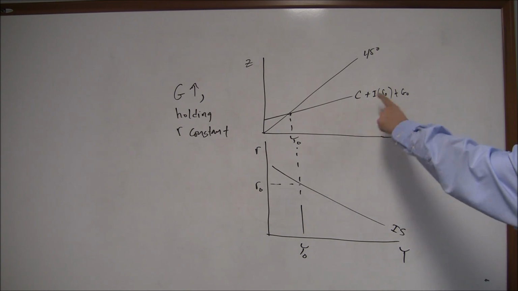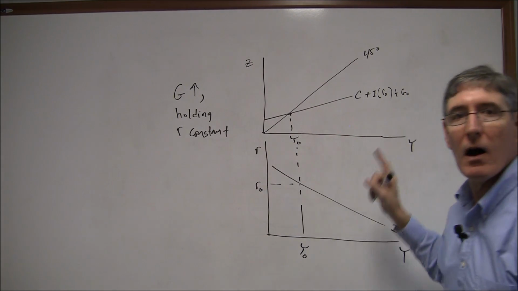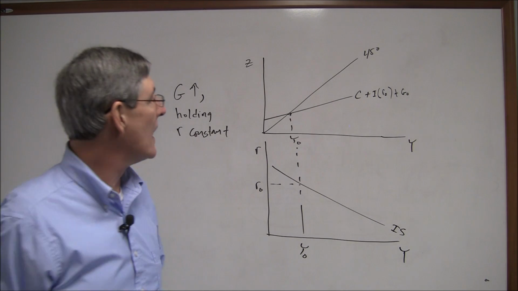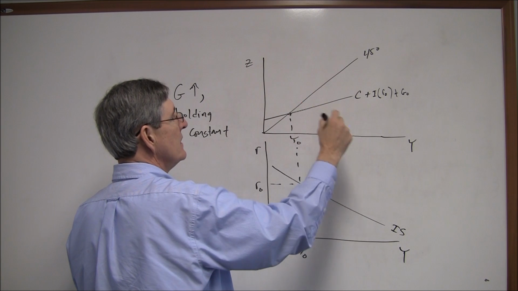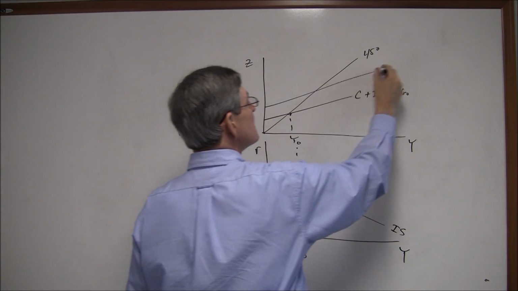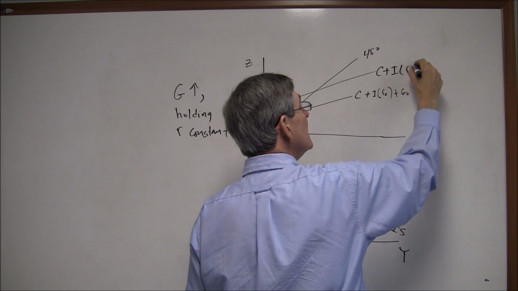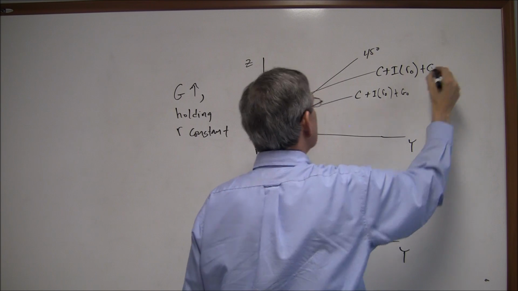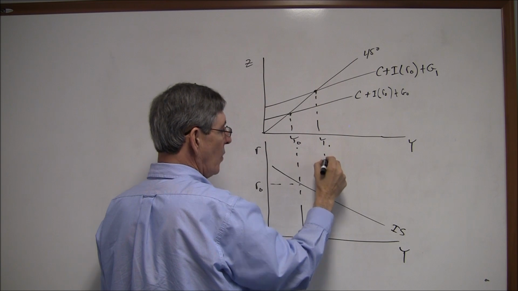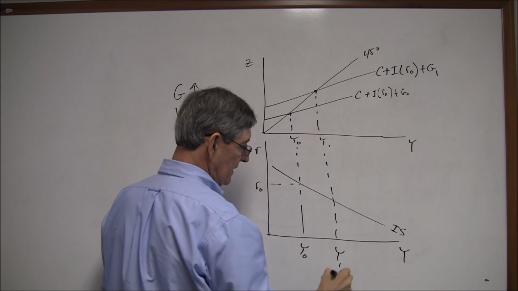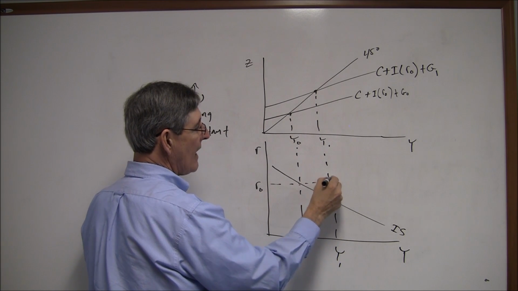So we're at R0, Y0, and G0. We're going to increase government spending, but we're going to keep R at R0. All right? So let's do that. We already know what happens here. We've done this before. When government spending goes up, this will shift to C plus I, still at R0, plus G1. And so now we're at an income level of Y1, but the interest rate is R0. So we're at that point.